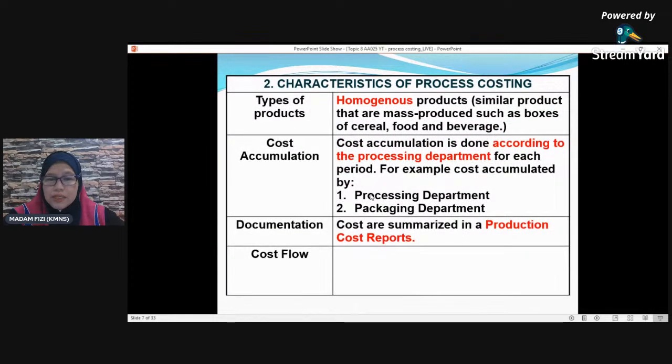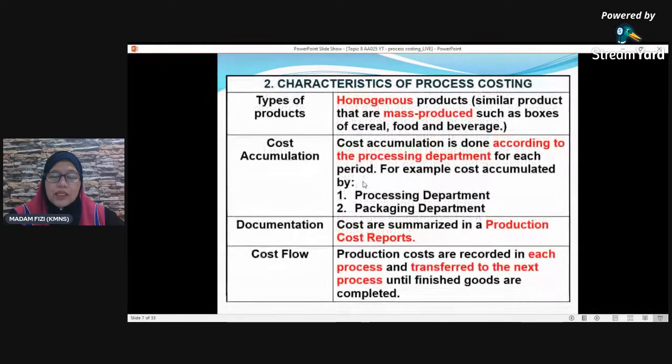Okay, how about the documentation? Okay, the costs are summarized in a production cost report. So the documentation for process costing is production cost report. And how about the cost flow? Okay, the production costs are recorded in each process and transferred to the next process until finished goods are completed. Maksudnya cost flow dia macam mana? Okay, dia ada 2 proses atau 3 proses. So setiap satu proses, dia dah siap, dia akan transfer ke next proses. Katakan proses kedua, bila proses kedua dah siap, dia akan transfer ke proses ketiga. Okay, that is the cost flow.